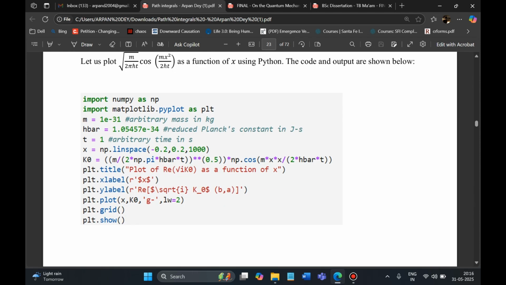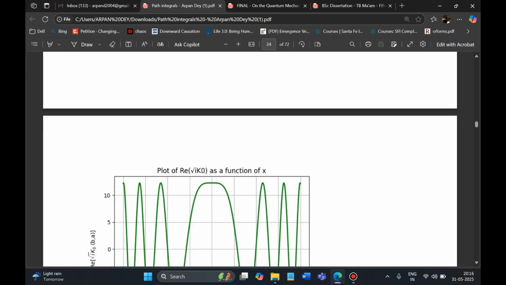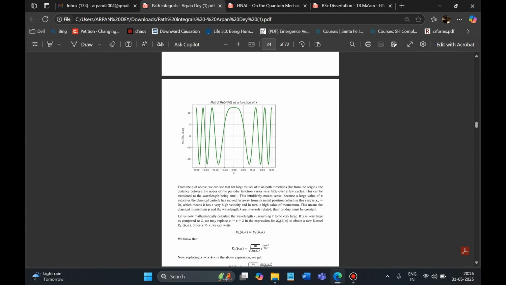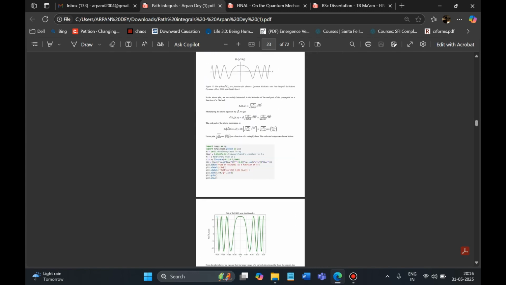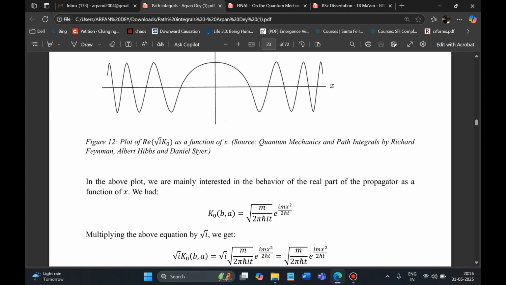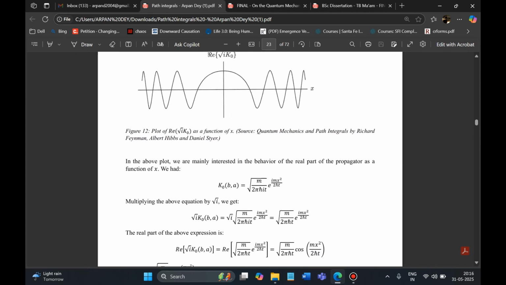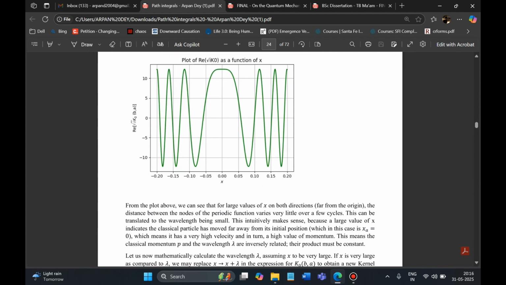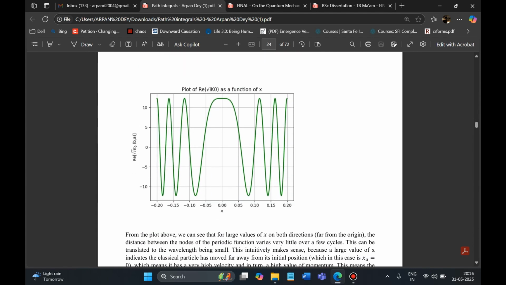I've also shown you the code. This is a pretty simple Python code. This is my output, and you see it looks the same. This is my output, and this is taken from the famous book on path integrals by Richard Feynman and Albert Hibbs, Quantum Mechanics and Path Integrals, edited by Daniel Styer. And this is the output of my plot.